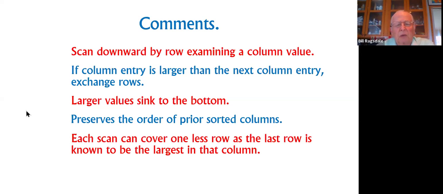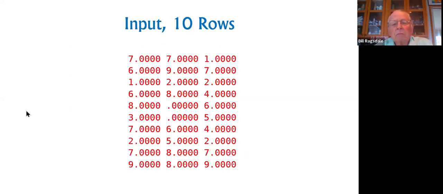Each scan can cover one less row, as the last row is known to be the largest value. This allows us a diminishing sort. So remember, if you make one pass through the entire matrix, the largest value is guaranteed to be at the bottom of the matrix. So there's no need to sort it. The next pass can cover n-1 rows.